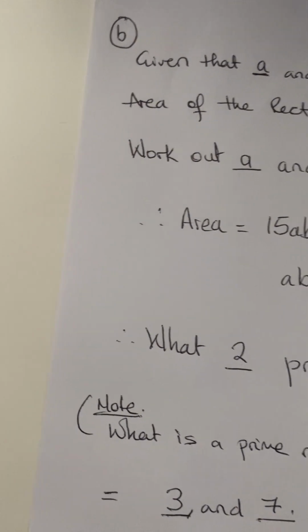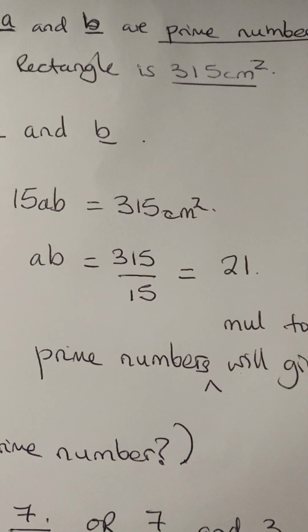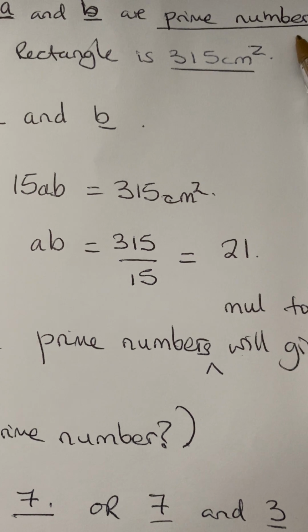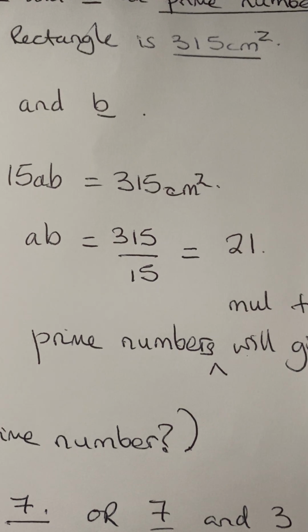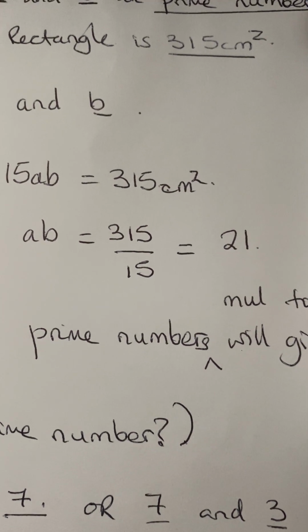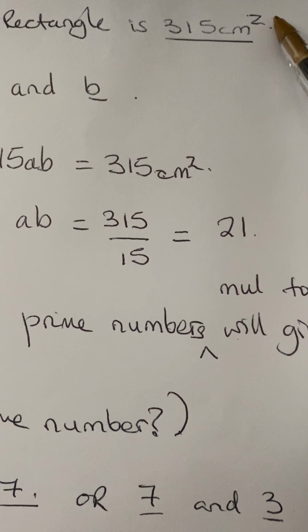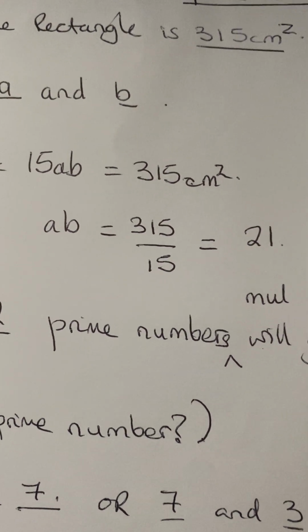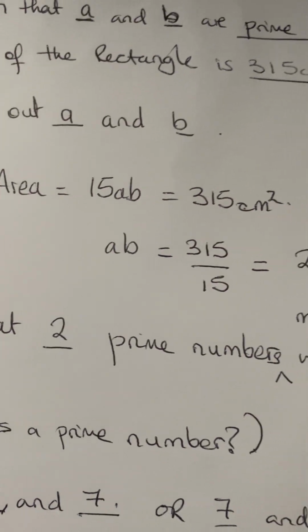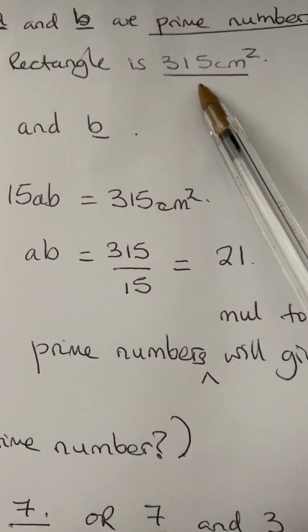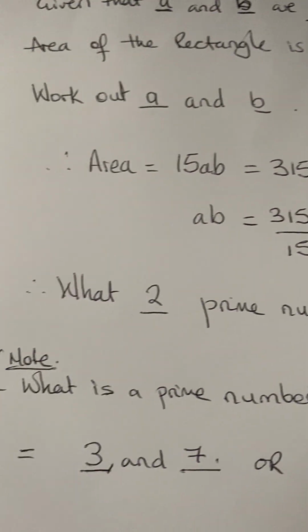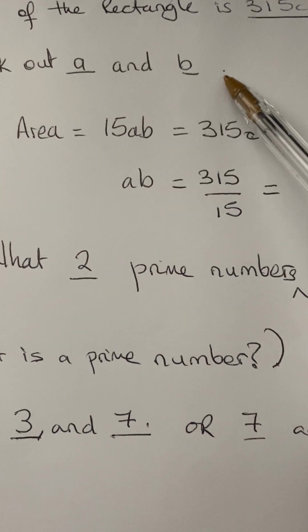Now let's go on to look at the B part. Given that a and b are prime numbers, we've done a video on prime numbers. When you divide a prime number by that same number, you should get 1. That is basically what prime numbers mean. And the area of the rectangle is 315 centimeters squared. Work out a and b.